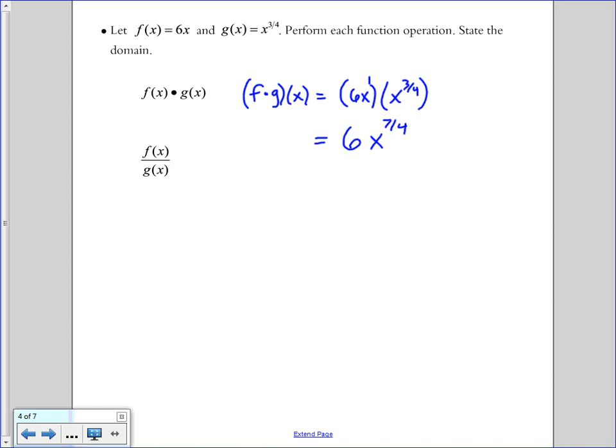I don't need to simplify that. I don't need to write it as a radical. I can leave it just like this. Because it's a fourth root, remember your denominator is your root, when you state your domain, you have to say that it's greater than or equal to 0.